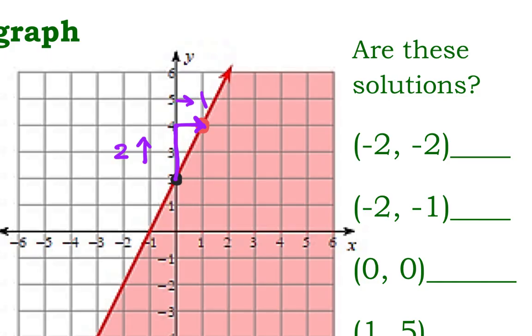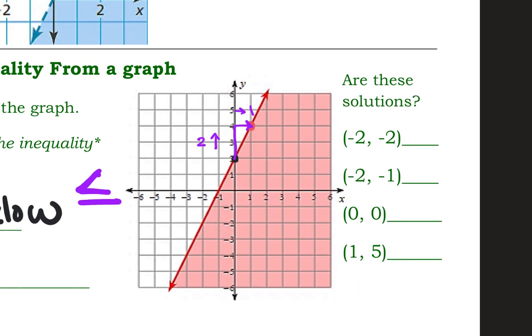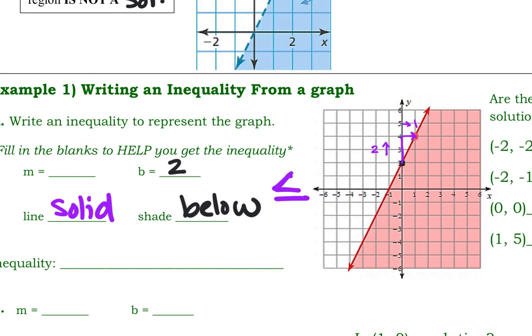Okay, going up, is that positive or negative? Positive. Going to the right, is that positive or negative? Positive. So your slope is 2 over 1. Can I reduce that? Can I make that into a whole number? Yeah, what's 2 divided by 1? 2. So that's going to be our final answer.